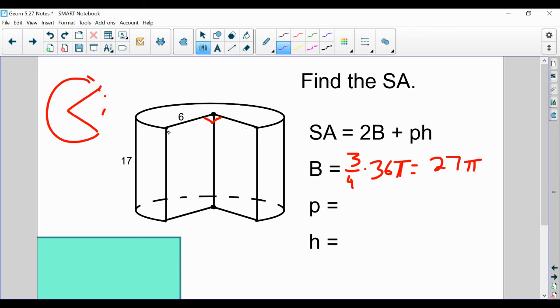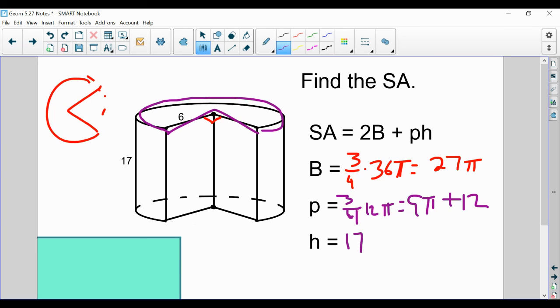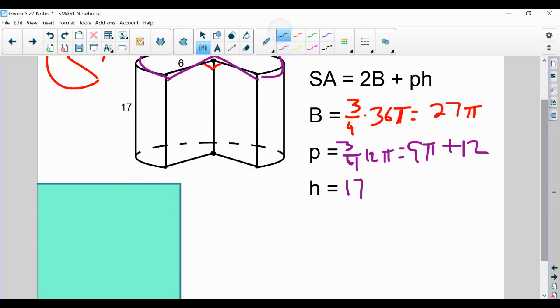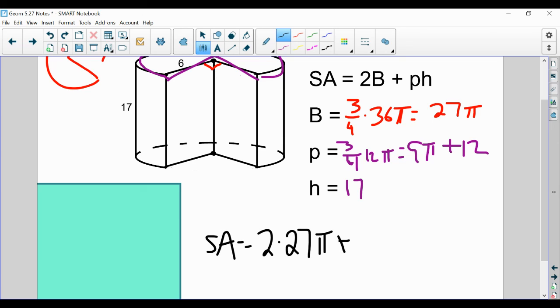The perimeter, it's also 3/4 of the circle. So that's 3/4 of 12 pi or 9 pi. But we also have to add these 2 radii. That's part of the perimeter also. So it's 9 pi plus 12. Height's easy. Height's 17. So my surface area is going to be 2 times 27 pi plus the perimeter, 9 pi plus 12, times 17.